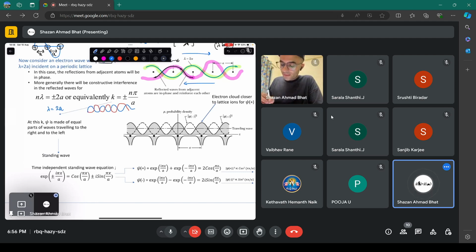you know that if the crest of this interferes with the trough of this, they are going to cancel each other. There will be interference. Interference of what? Electron waves. It is just like a wave going in this direction, it gets reflected, and the wave coming in this direction.